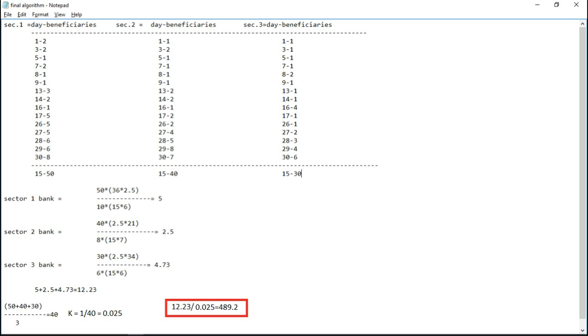Here is the data for a particular month, in which for 15 days the banks were open, given for banks in sector 1, 2, 3 respectively. For example, if we look at the first column, we can understand that on date 1 of that month 2 beneficiaries came, on day 3, 2 beneficiaries came, and so on. When we put values in the formulae discussed earlier in the algorithm, we get the load as 489.2.